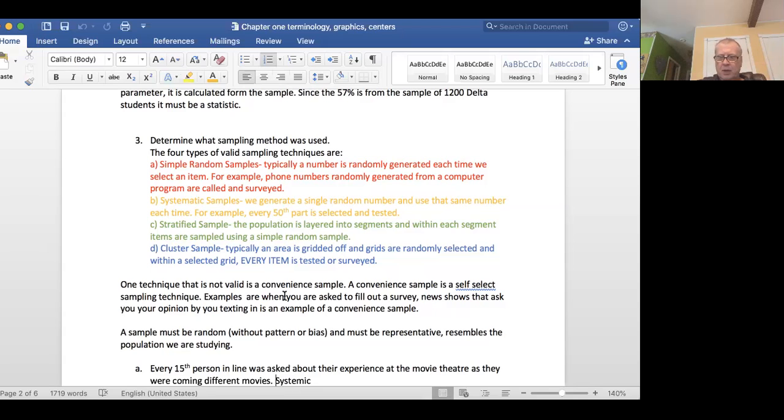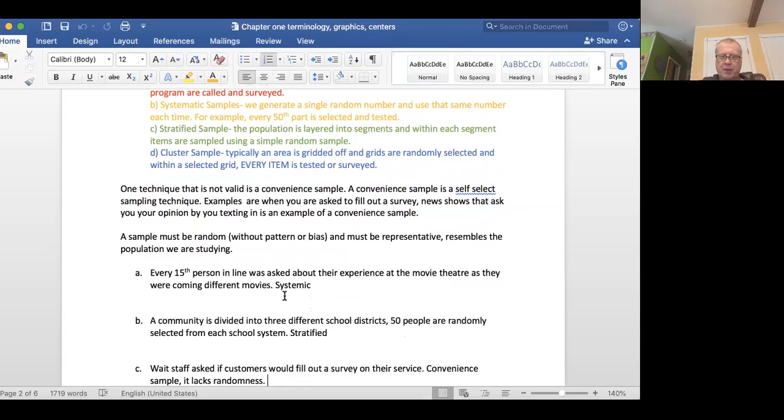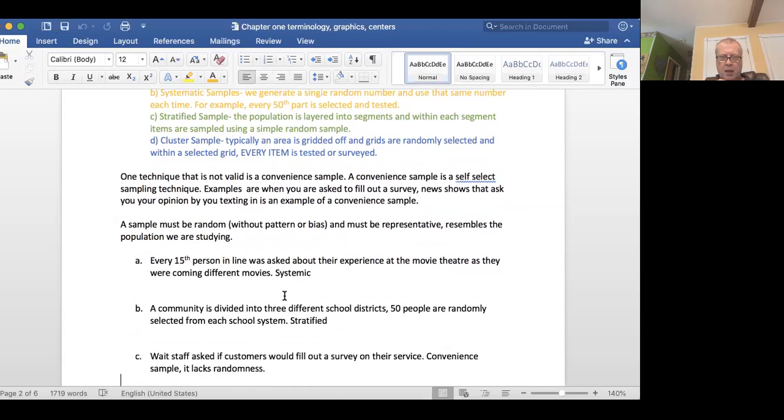Here are some examples of these. Every 15th person was asked their experience at the movie theater as they were coming out. That would be a systematic sample because we're talking about every 15th person. A community is divided into 3 school districts. 50 people are randomly selected from each. Since we're sub-layering into 3 areas, this would be a stratified sample.